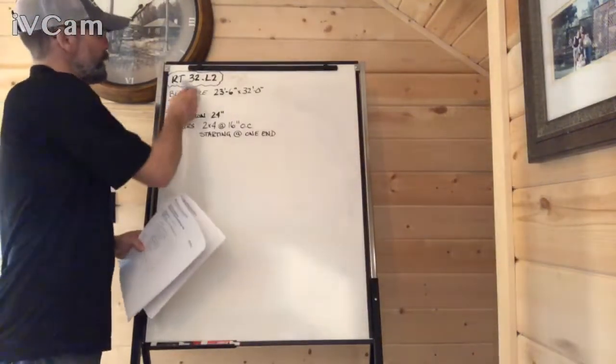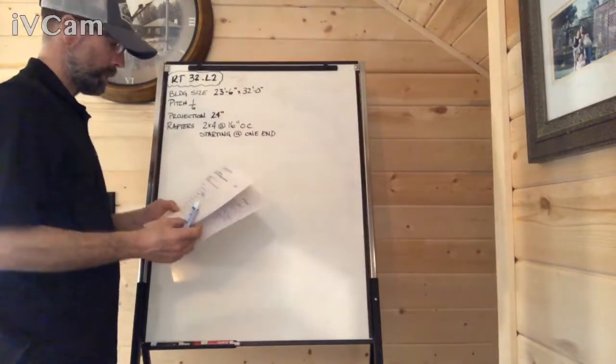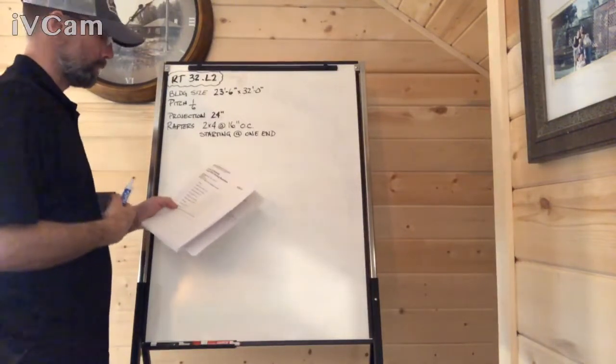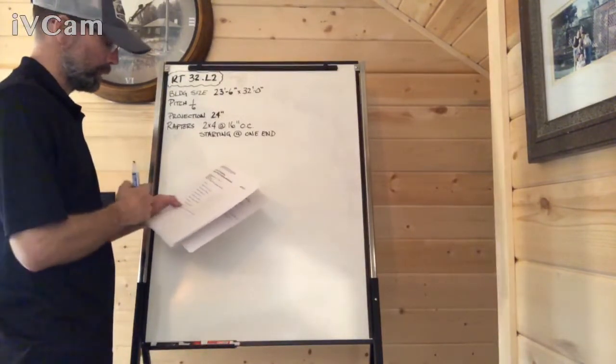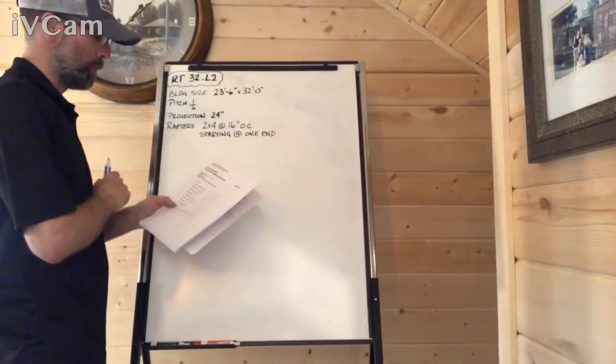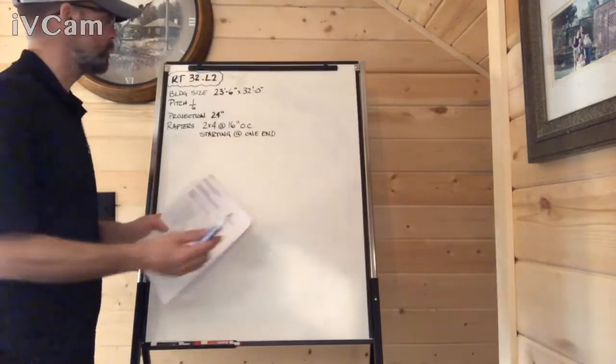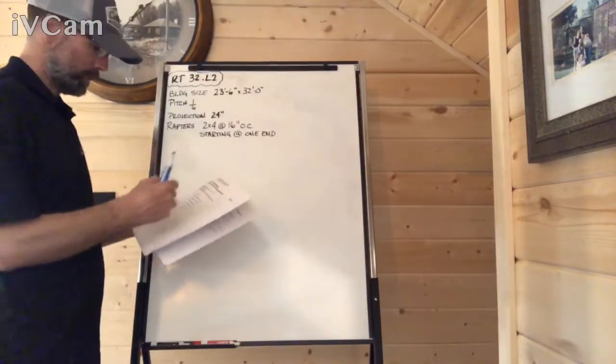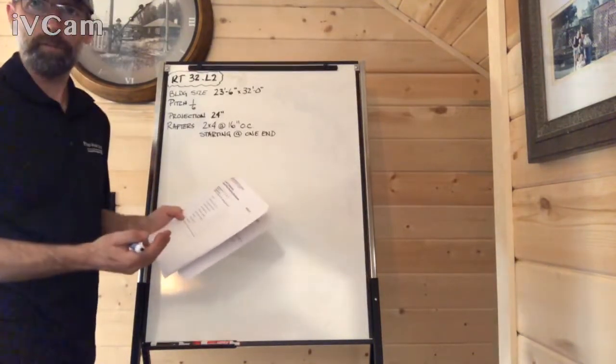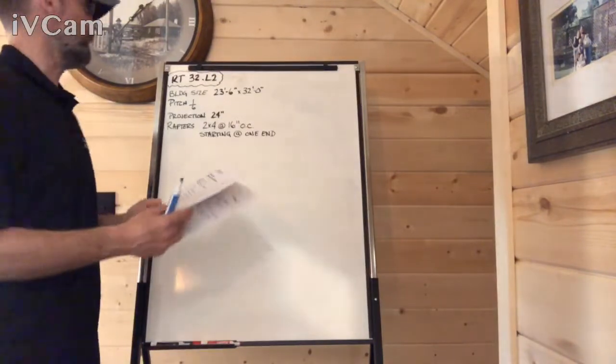All right, RT 32. This one gives us a big long list: building size, pitch, projection 24-inch, rafters 2x4 at 16-inch on center starting at one end. Now we're dealing with an actual building. This is going to ask us how many common rafters we need. That's what we're going to add to this one.